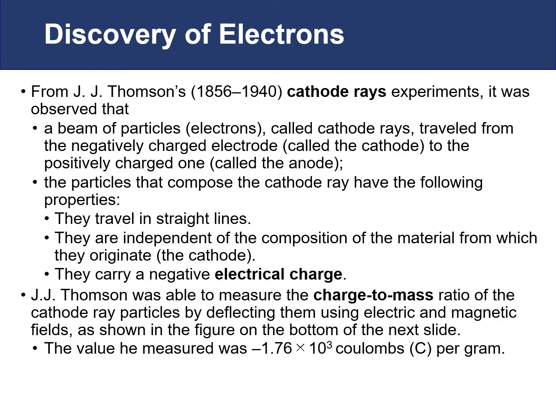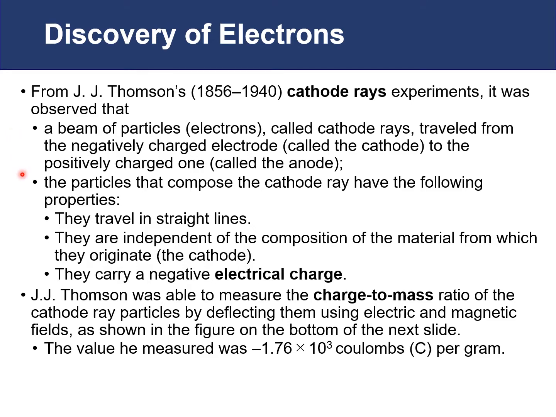J.J. Thomson, an English chemist, performed a series of cathode ray experiments, and it was observed that in these cathode rays, a beam of particles, which were later determined to be electrons, at the time called cathode rays, traveled from the negatively charged electrode, called the cathode, to the positively charged one, which was labeled the anode.